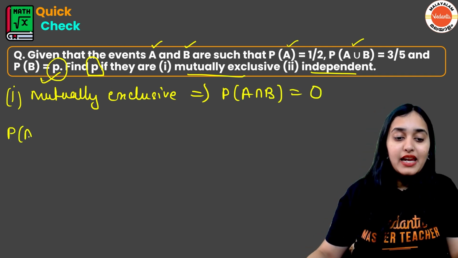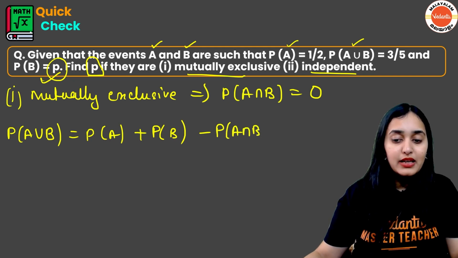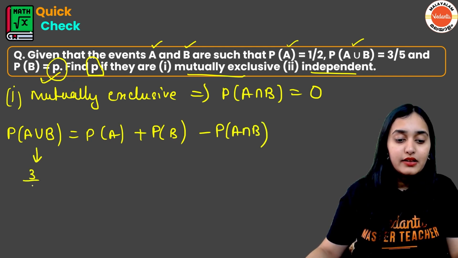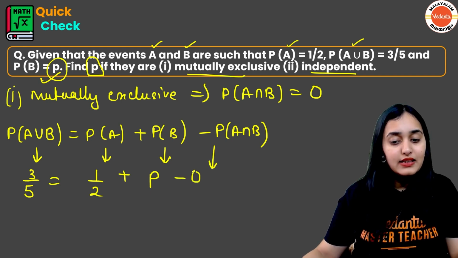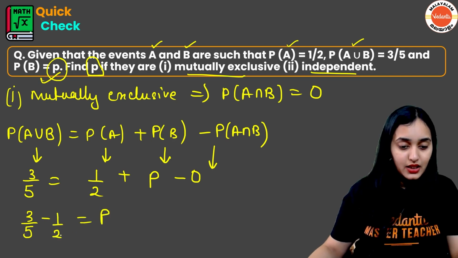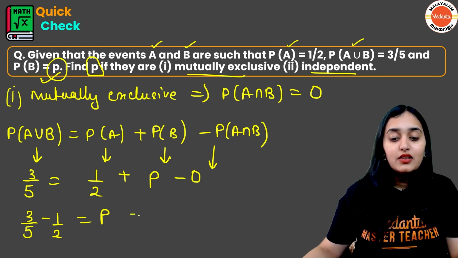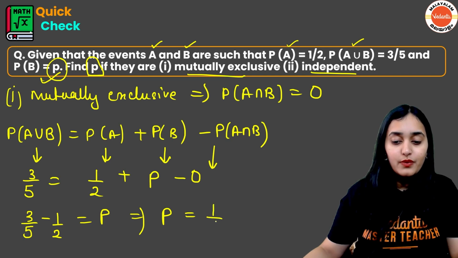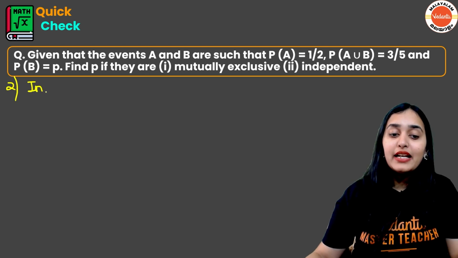So probability of A union B, what is the formula? Probability of A plus probability of B minus probability of A intersection B. Probability of A union B is 3 by 5, probability of A is 1 by 2, probability of B is P, and A intersection B is 0. So we get 3 by 5 minus 1 by 2 is equal to P. 3 2s are 6, 5 1s are 5, 6 minus 5 is 1, so 1 by 10. This implies that P is equal to 1 by 10. That's your answer.